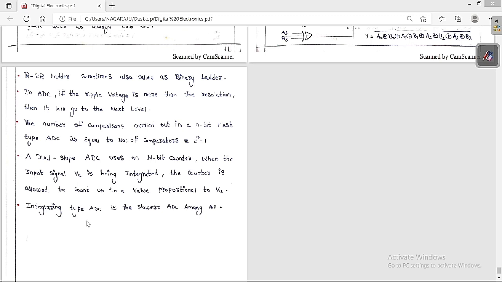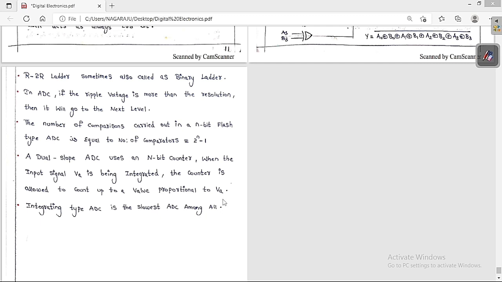I already told you VA is equal to VR into the ratio of (T2 minus T1) by T1. T2 minus T1 is called the integration time and T1 is called the first integration time. Or simply VA is equal to VR into n by 2 to the power of n. Therefore, the integrating type ADC is also called the dual slope ADC because we use an integrator op-amp, and it is the slowest ADC among all the remaining ADCs.